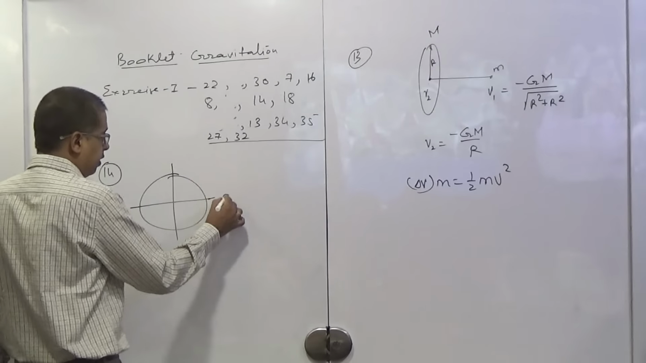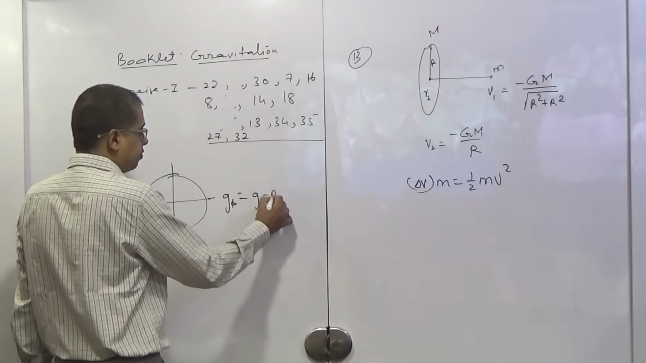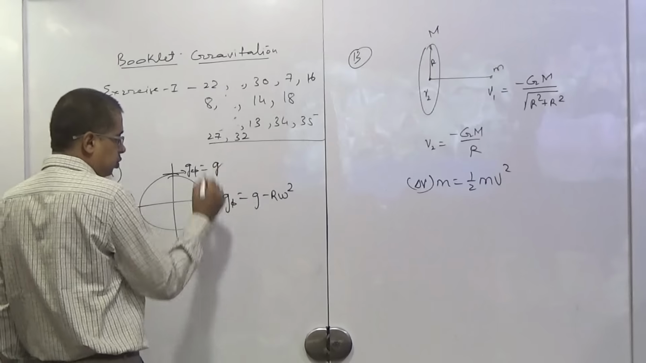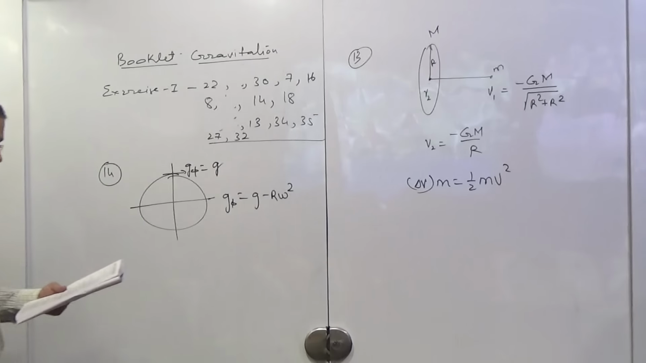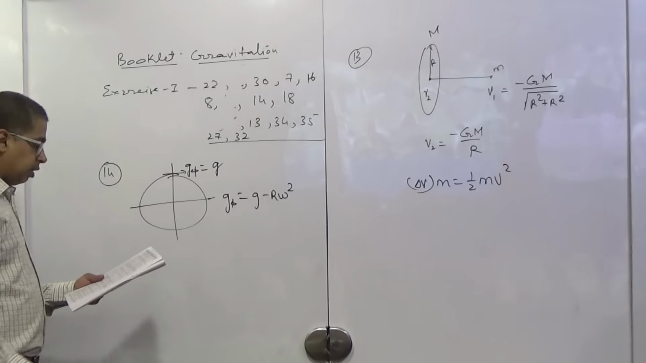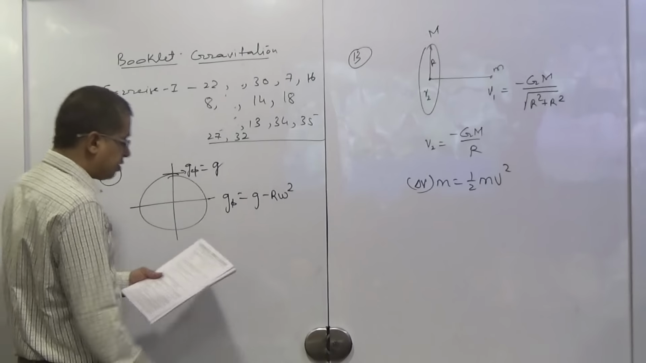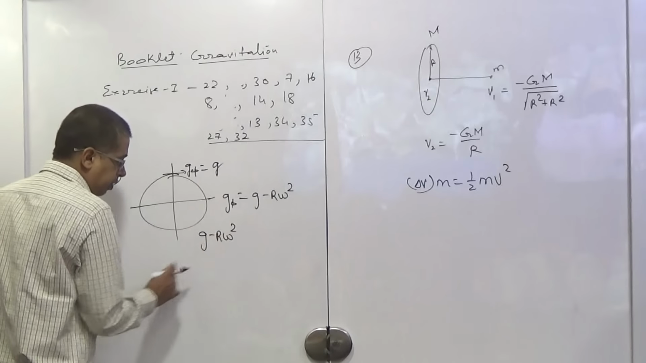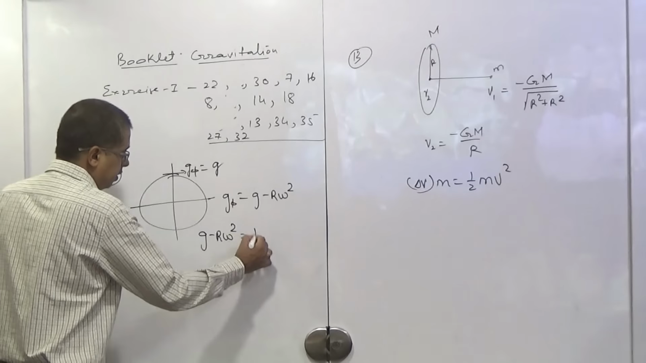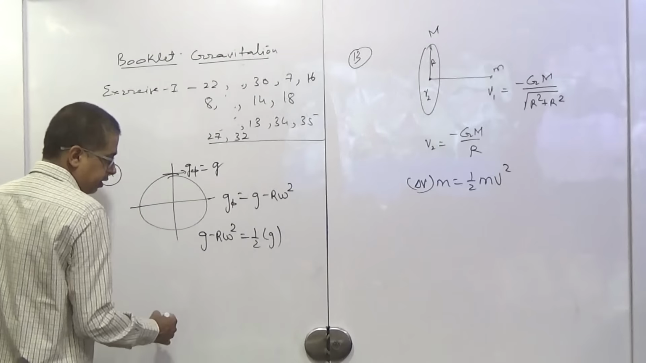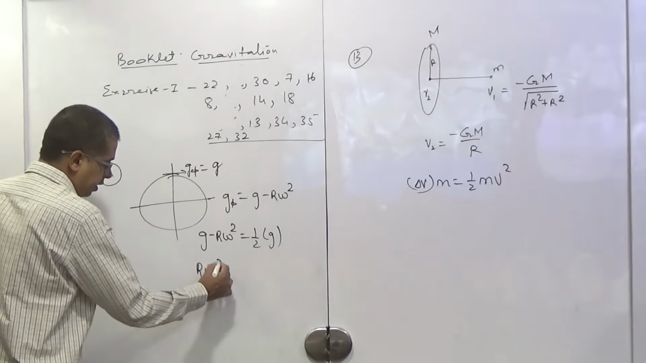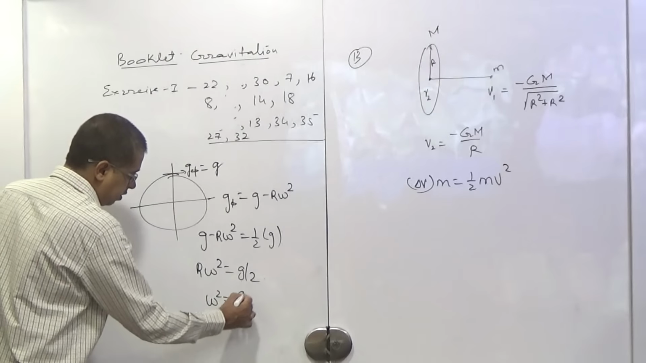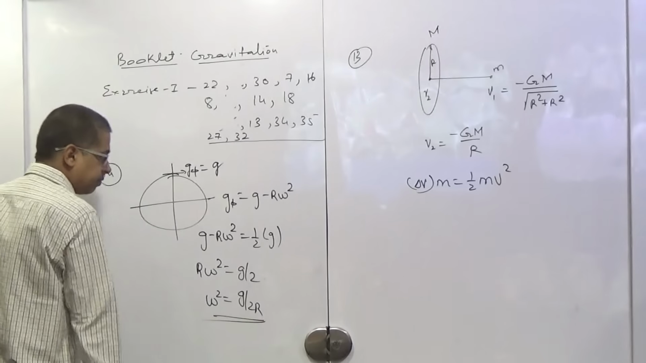See, here g prime is g minus r omega square. He is telling us that the g value at the equator is half of that at the poles. So g minus r omega square is equal to half of g. Right? r omega square is equal to g by 2. Omega square is equal to g by 2r.